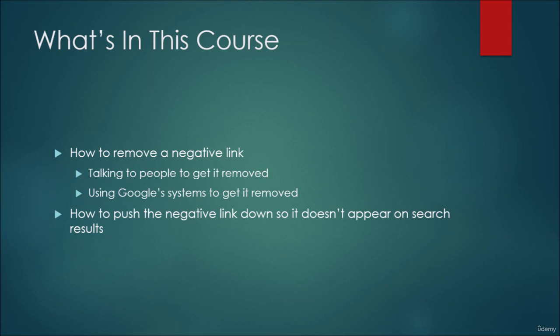So I hope that was a great introduction to this course, and now you can understand the scope of it. The first thing we're going to do is I'm going to teach you how to try to remove those links, the negative links altogether. And if that doesn't work, then I'm going to teach you how to outrank the negative links so they get pushed back very far on search results, and it's unlikely anybody ever even sees them. So now let's go ahead and start removing all of those negative Google links.